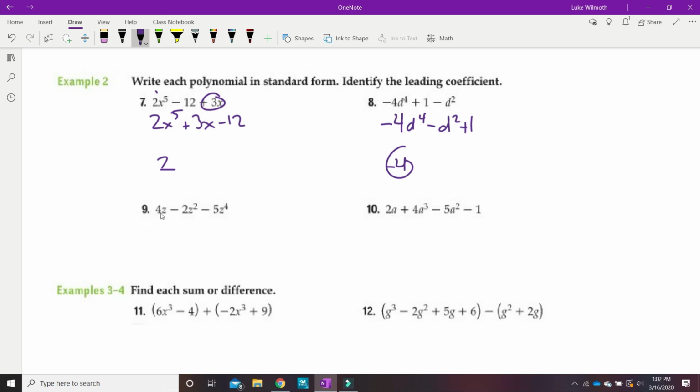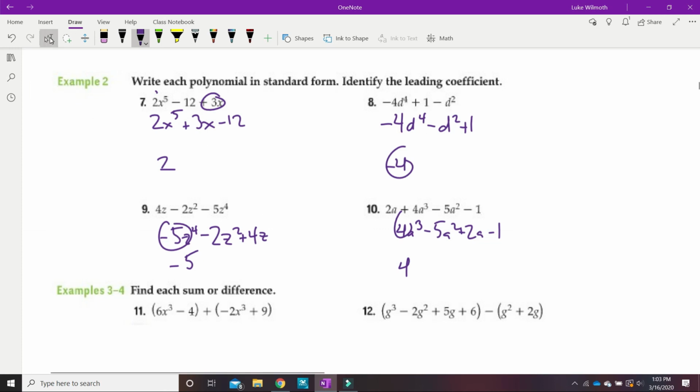Here we have 4z minus 2z squared minus 5z to the 4th. Negative 5z to the 4th is our first. Make sure you keep the negative with each term. The sign is attached to the coefficient. Minus 2z squared plus 4z. And we have a leading coefficient of negative 5. Finally, here we have 4a cubed minus 5a squared plus 2a minus 1. Leading coefficient is 4. Now we're going to find each sum or difference.